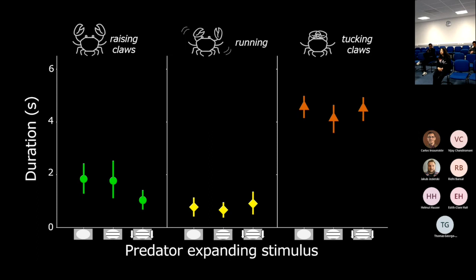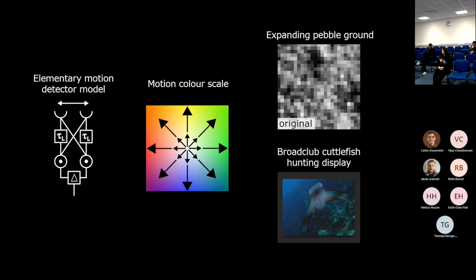We also tried to use some motion simulations to try and work out what the display might look like to the crabs. And we've been using these very basic elementary motion detector models, which are sort of modeled on a biological motion detector. And essentially what we get is a map of where the motion is detected in a scene. And we just compared an expanding noise image with a hunting broad club cuttlefish.